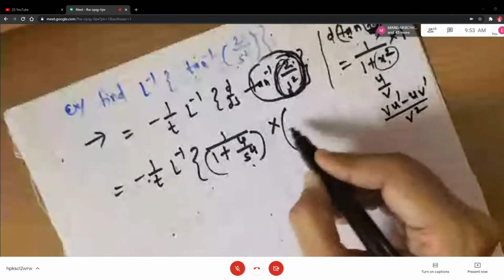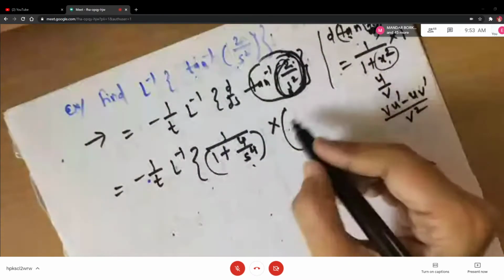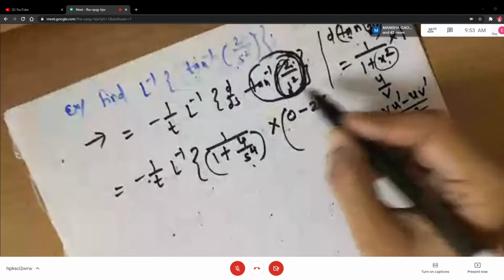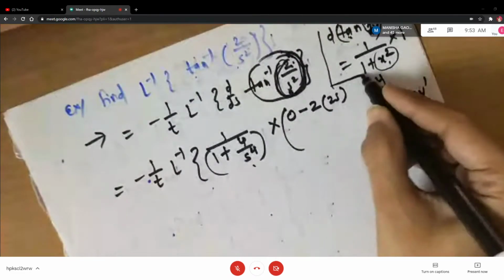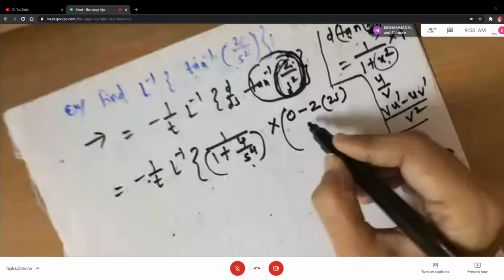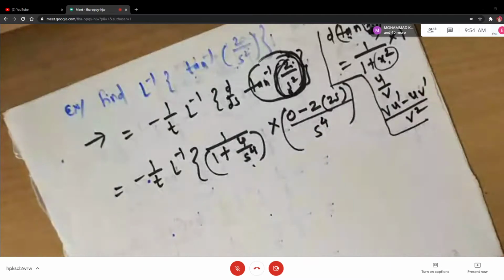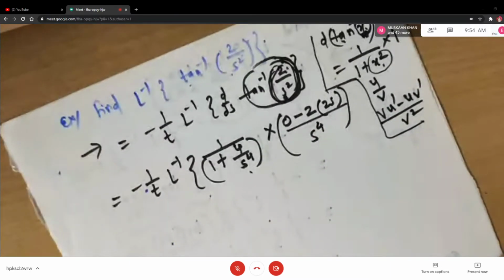So denominator into derivative of numerator. Derivative of numerator is 0 minus numerator, derivative of s square is 2s, and whole thing divided by denominator square. Denominator square means what, students? It is s square the whole square, that is s raised to 4.